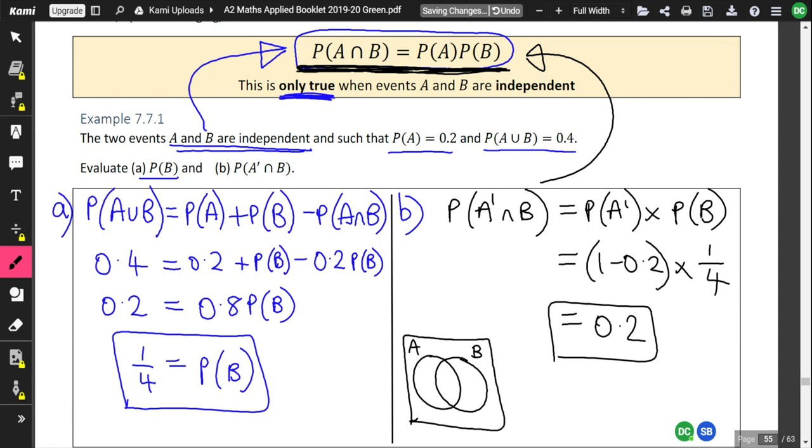We know the intersection is going to be A times B. So 0.2 times a quarter, which is 0.05. Then the probability of A, which is everything inside the A circle, is 0.2, which makes this side 0.15. And the probability of B is 0.25, so that makes this part 0.2. I could work out the outside as well if I wanted to, but the question wants the probability that A doesn't happen and B does happen, which is this section. And as you can see, we get the same answer as the previous method, 0.2.